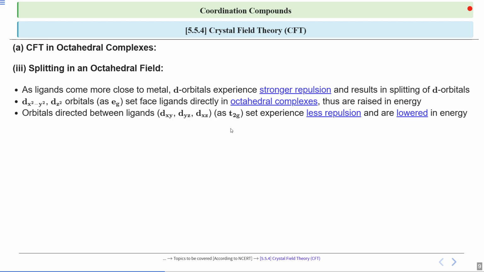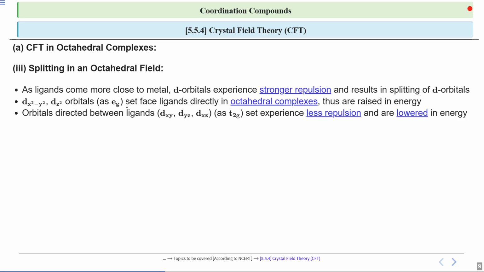As I said, the splitting of the d orbitals happens into two non-degenerate sets. One is the Eg set, where the two orbitals are dx square minus y square and dz square, and this is higher in energy because the lobes of these orbitals are along the axes, due to which they experience more repulsion and higher energy.